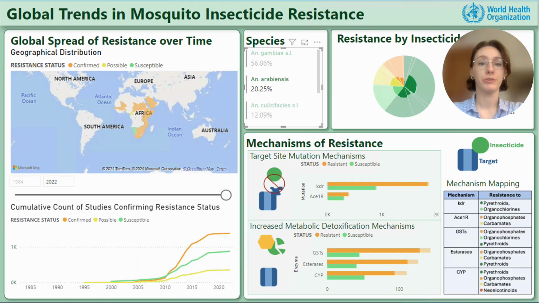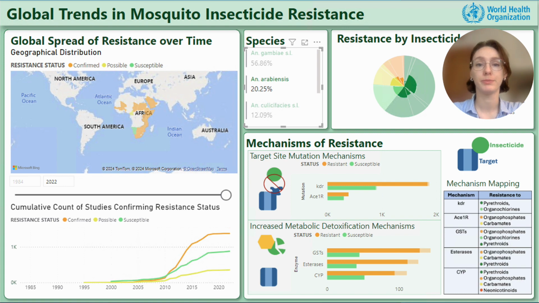And finally, mechanisms of resistance. Insecticides work by binding to specific sites in the nervous system and causing paralysis. Mutations in these target sites prevent insecticides from binding, leading to resistance. The second mechanism of resistance is how quickly insecticides are metabolized. Upregulation of cytochrome P450, esterases, and GSTs all lead to resistance to different classes of insecticides, as detailed in the mechanism mapping table.